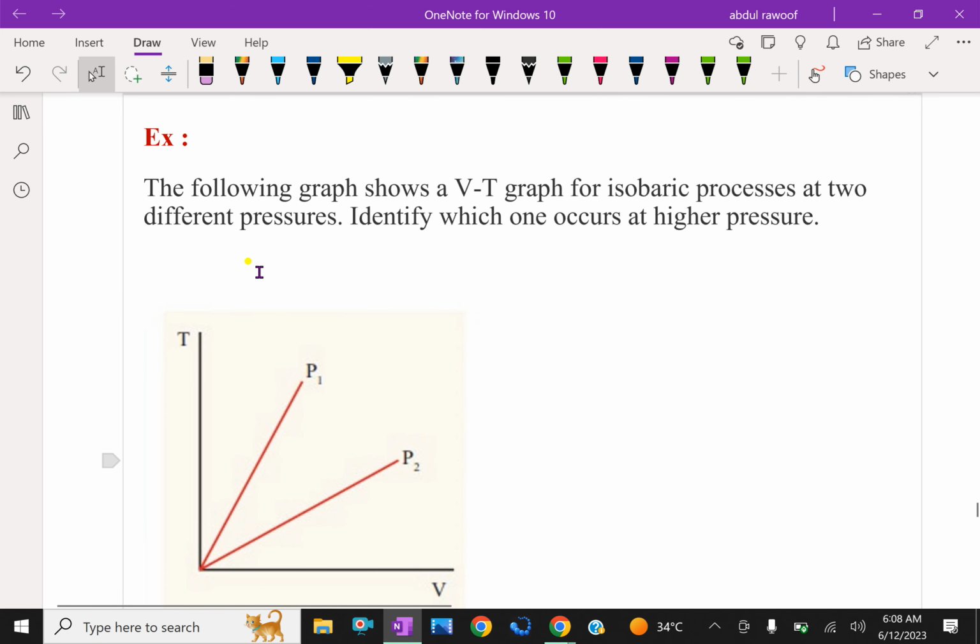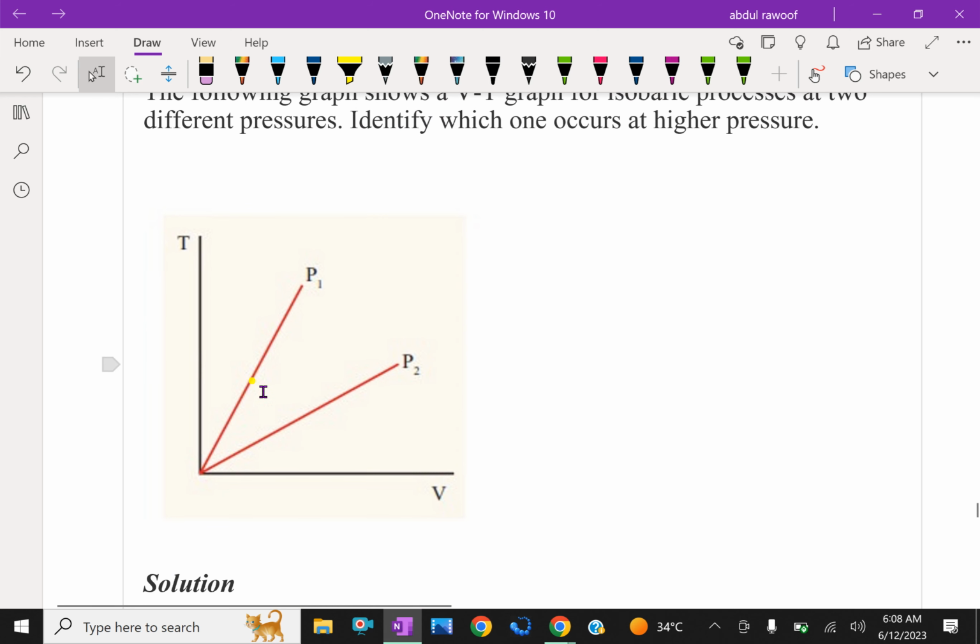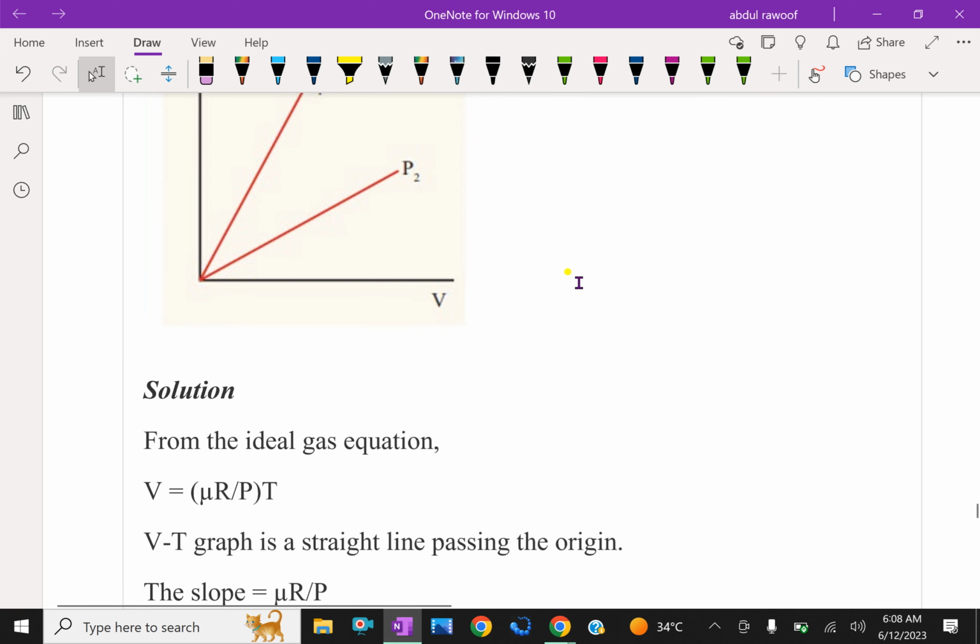Look at this example. The following graph shows the VT graph of an isobaric process at two different pressures. Identify which one occurs at the higher pressure. Here is a PV diagram. P1 graph is like this, P2 is here.